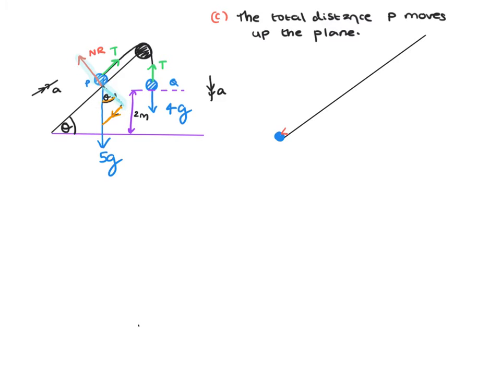Now, Q has to travel 2 meters to hit the ground. Because the particles are connected by this inextensible string that does not stretch, when Q travels 2 meters, P will travel 2 meters. So P will travel 2 meters whilst Q is travelling towards the ground. Now, at this point here, if I sketch the particle P in again, this is the point at which particle Q has hit the ground.